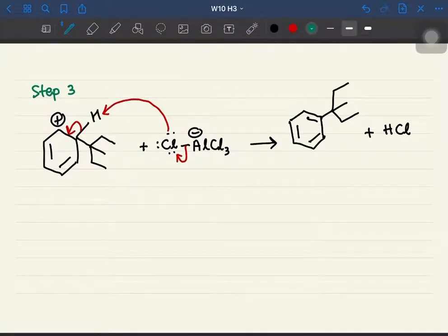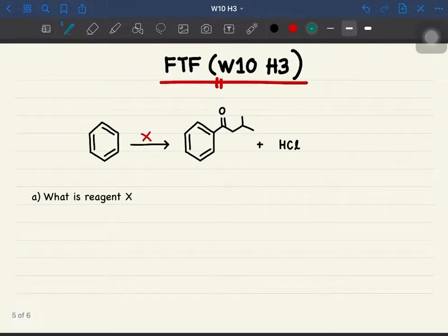Let's proceed with the face-to-face questions for this hour. We are given these reactions, which start with benzene and then react with reagent X. Then we get this kind of product with an acyl group on it together with HCl as a side product. So we need to determine what kind of reagent X will be used to get this product.